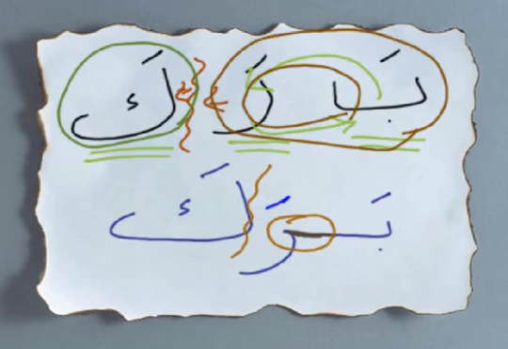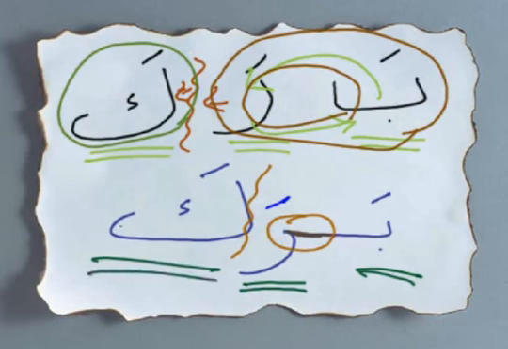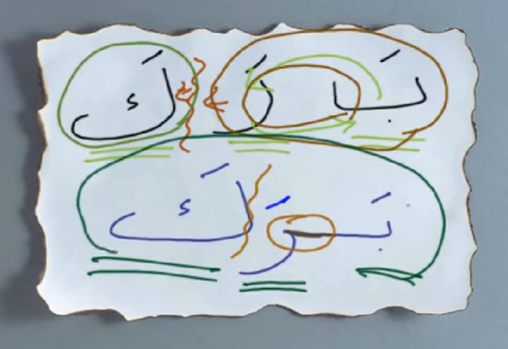Notice the ra does not connect with the kaf. The ra and the kaf do not connect together. Okay? The ba and the ra do connect with one another. So we've got baraka. Say it with me. Baraka. All right. Sounds good.